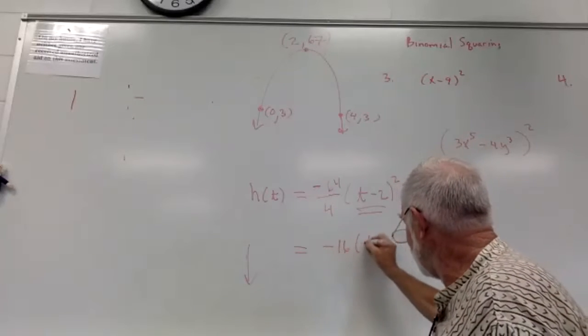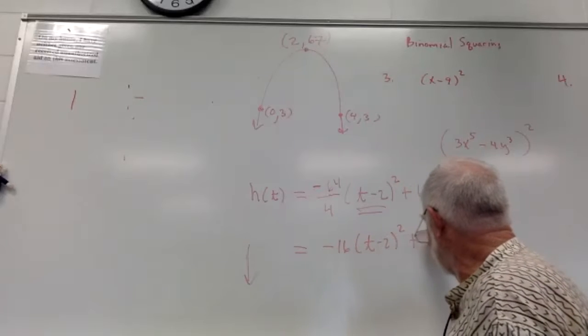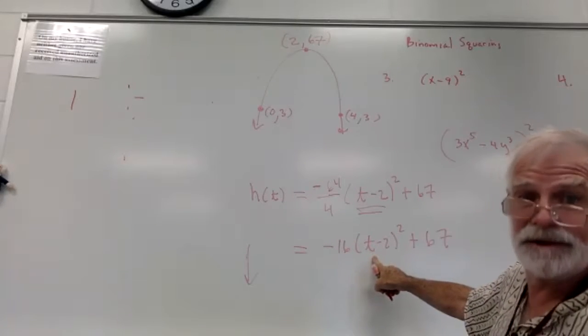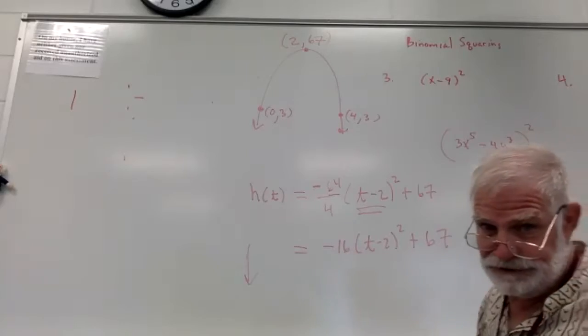Okay. Now, can you expand this for me, please? Minus 16, t minus 2 squared plus 67. Have we been working on binomial squaring again today? Yes. Expand that for me, please.